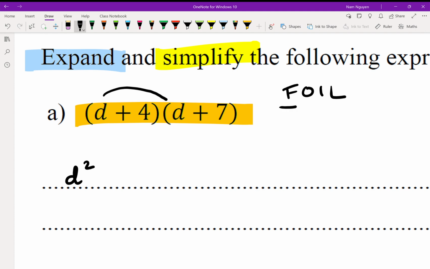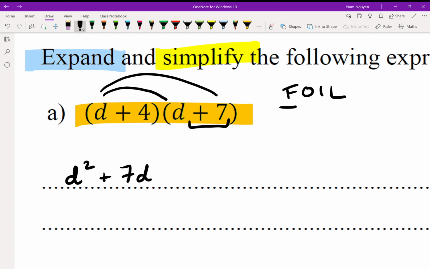Alright. Outside is D times 7. Is the 7 positive or negative? And how do you know? Positive. Okay, so be aware of that, because if they throw in negatives and you're like, that doesn't mean anything, then you die. And so D times 7. 7D. Good job. Positive or negative? Positive. Because they're both positive values.